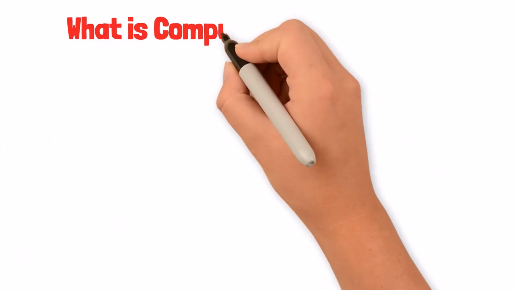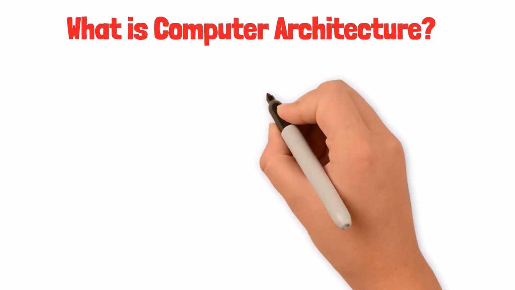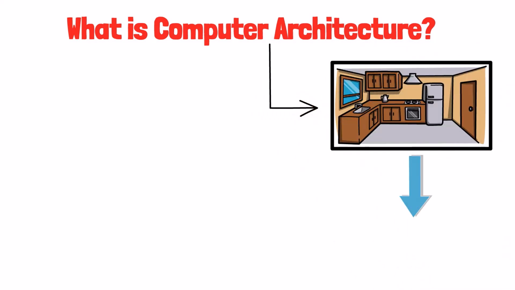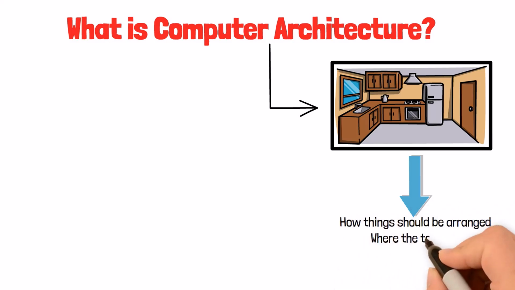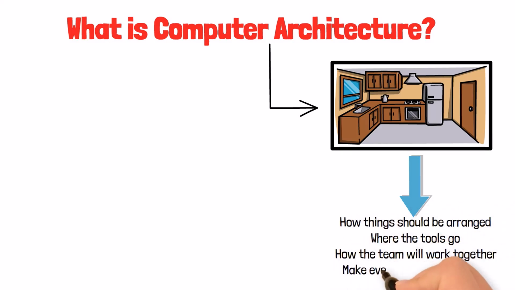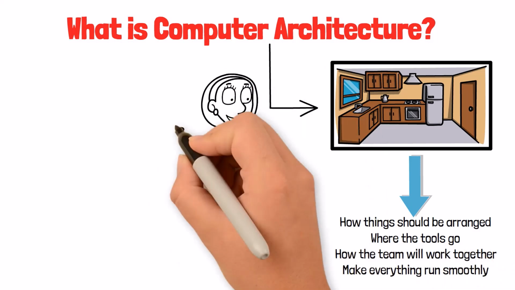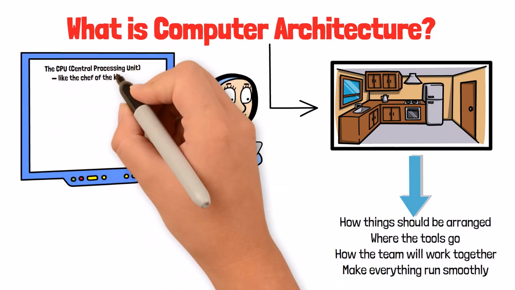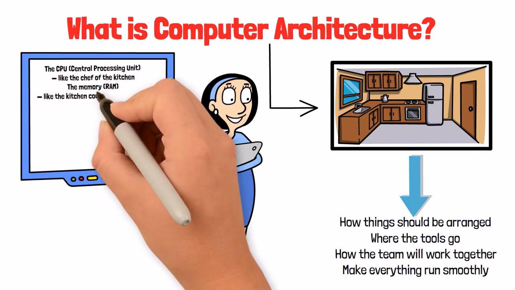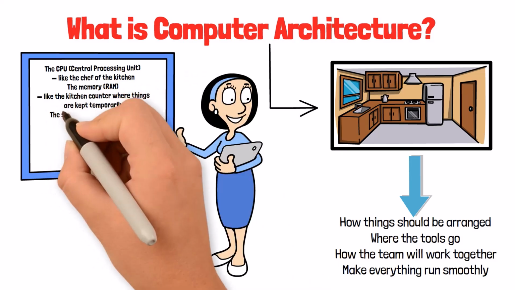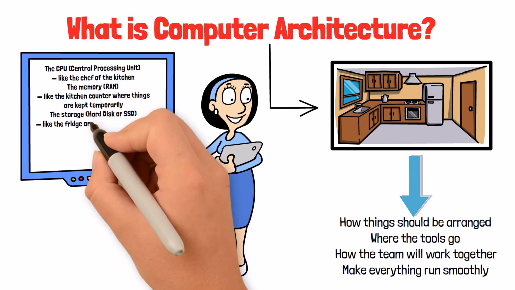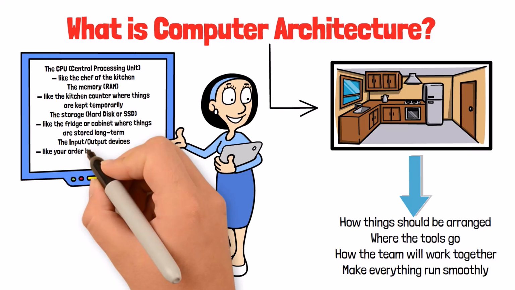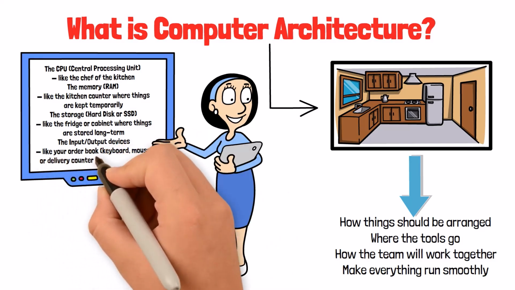What is computer architecture? Computer architecture is like the design or the plan of the kitchen. It's the big picture, how things should be arranged, where the tools go, and how the team will work together to make everything run smoothly. In computer terms, it includes the CPU, central processing unit, like the chef of the kitchen, the memory, RAM, like the kitchen counter where things are kept temporarily, the storage, hard disk or SSD, like the fridge or cabinet where things are stored long-term, the input-output devices, like your order book, keyboard, mouse, or delivery counter, screen, speakers.